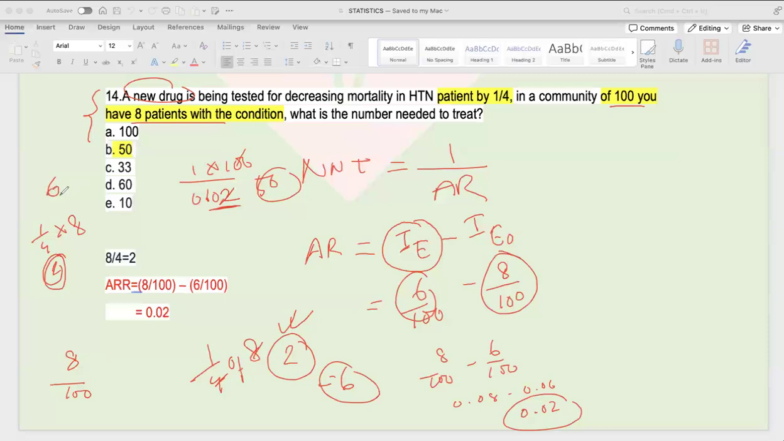So the incidence rate in the exposed group, so definitely the exposed group is the new drug people, right? Not these people, they are the non-exposed. So 6 by 100 is the exposed group, 8 by 100 is the non-exposed group. Does it make sense?